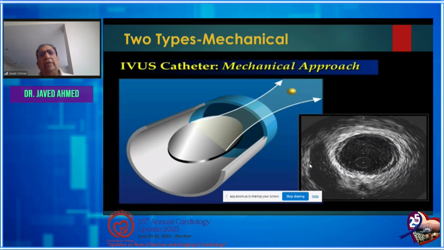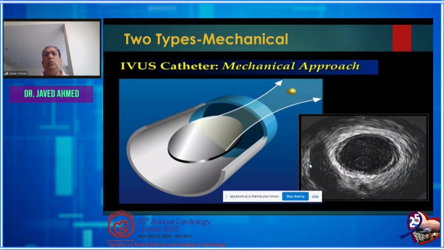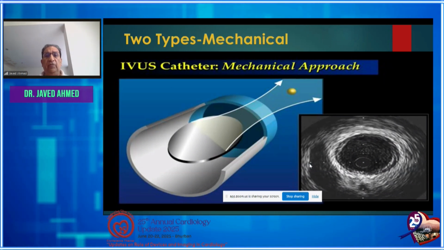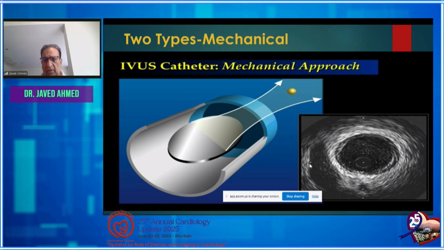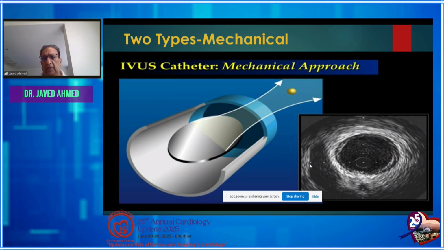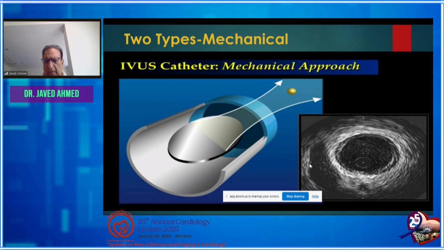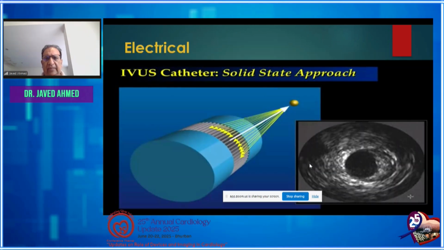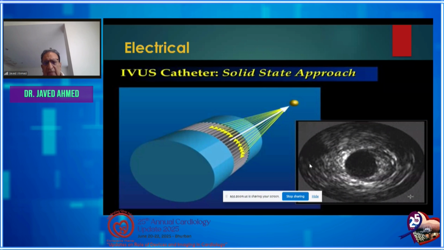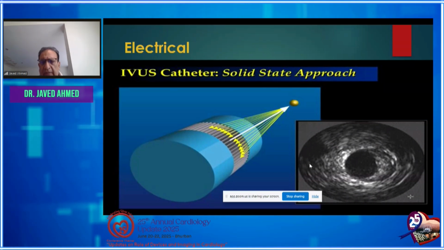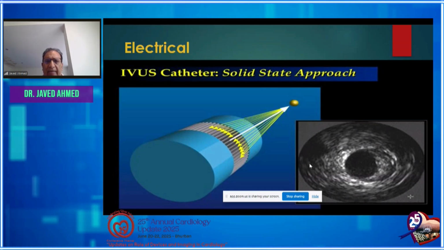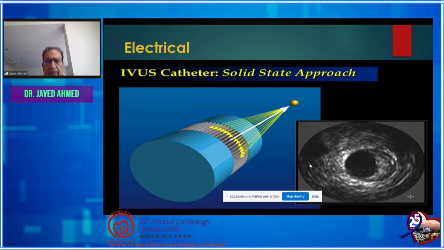There are two types of intravascular systems. One is called mechanical, which produces sharper and more crisp images, and that is more commonly used. And the second one is the electrical system, which is slightly easier to use, but the image is not as clear as the mechanical system.